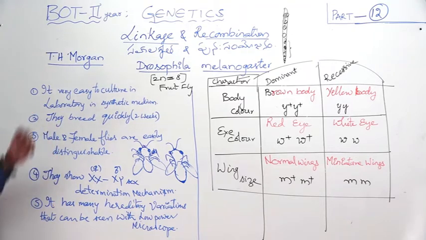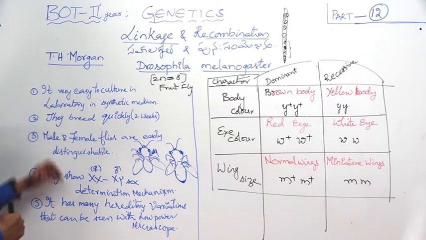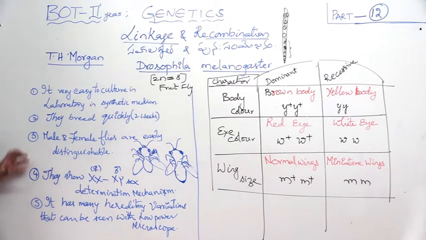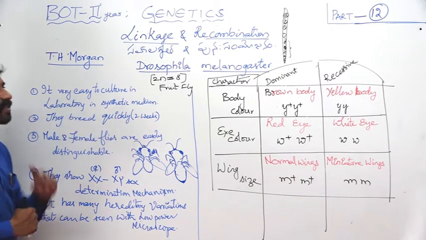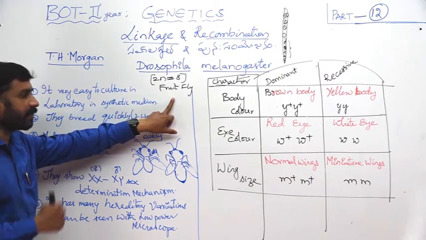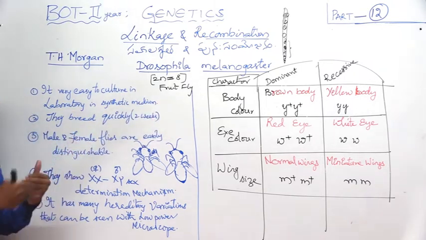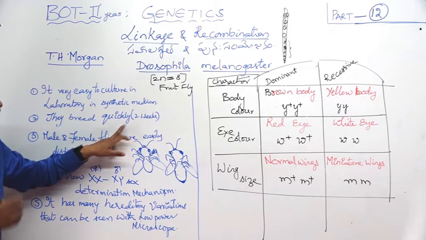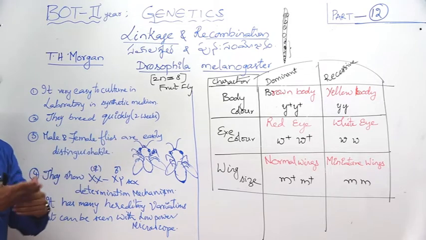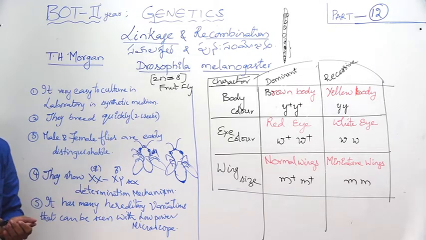Why Morgan selected this Drosophila for his experimental work? There are so many reasons. Out of those, a few reasons are: it is very easy to culture in the laboratory in synthetic medium. ఈ ఫ్రూట్ ఫ్లైని, ఈ డ్రోసోఫిలాని లాబొరేటరీలో మనం కల్చర్ చేయడం వెరీ ఈజీ. దే బ్రీడ్ వెరీ క్విక్లీ. ద బ్రీడింగ్ పీరియడ్ ఇస్ జస్ట్ 2 weeks. ఇవి సంతతిని 2 వారాల్లోనే ఉత్పత్తి చేస్తూ ఉంటాయి.